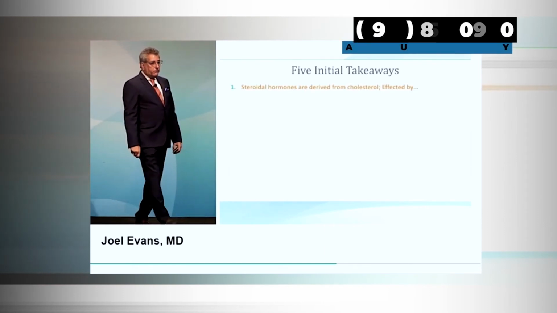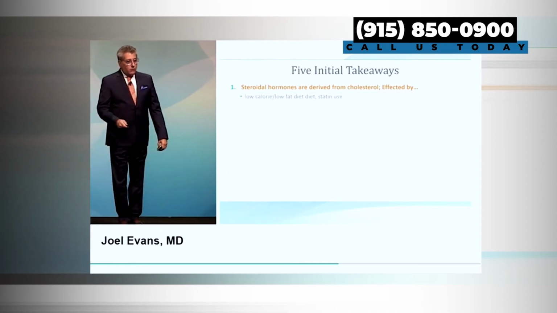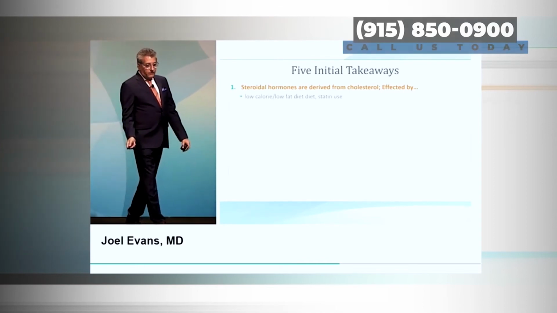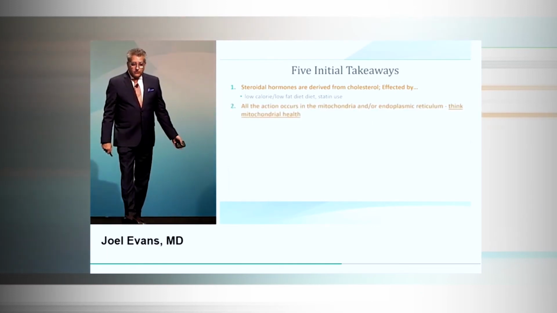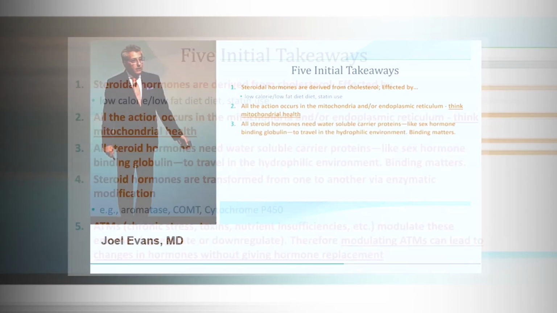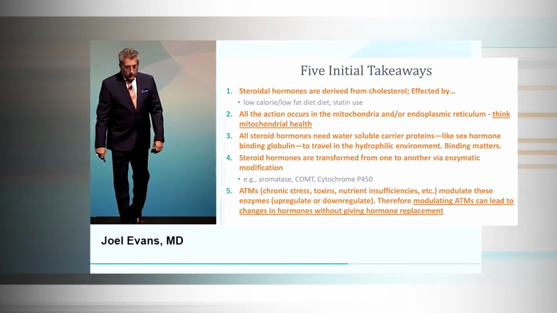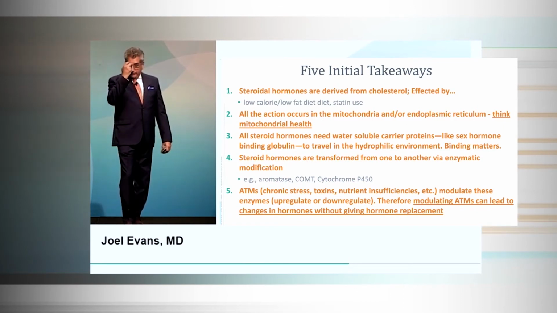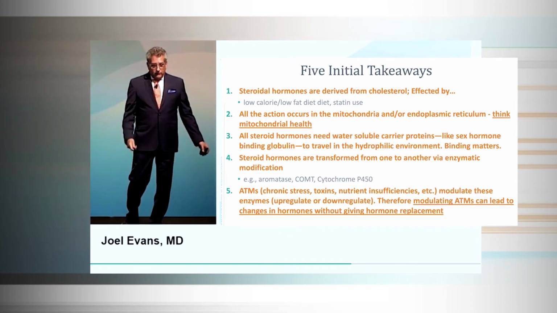So, the 5 initial takeaways. These steroid hormones come from cholesterol, and so if there's not enough calories or enough fat, or statins make LDL too low, that'll be a problem. The action occurs in the mitochondria, so mitochondrial health is key. We talked about sex hormone binding globulin, how it's important to understand how that is working in your patient, and how enzymes change them. That's why we just talked about the enzymes that are affected by insulin, or aromatase, or methylation happening. And the ATMs, stress, toxins, nutrients, modulate these enzymes.